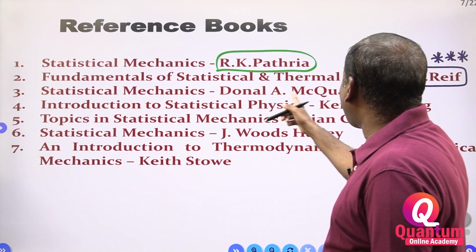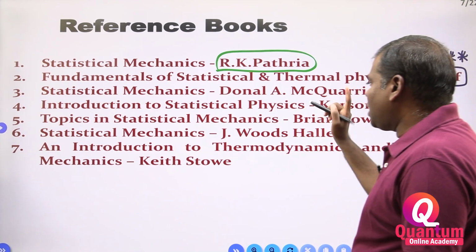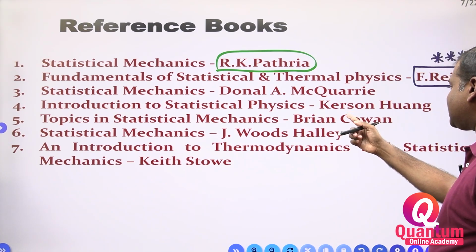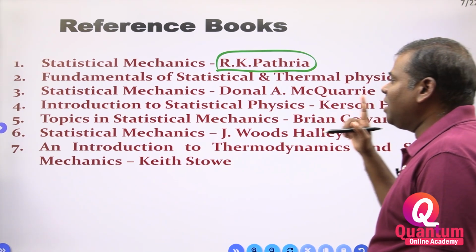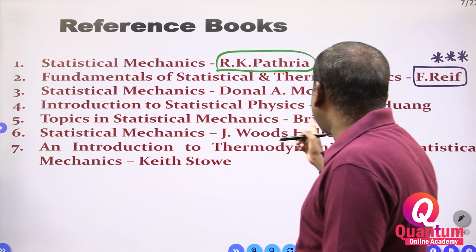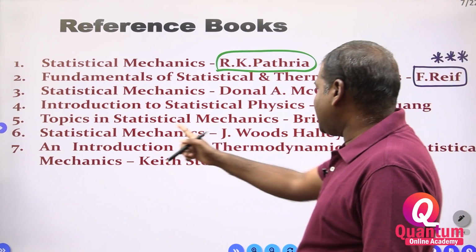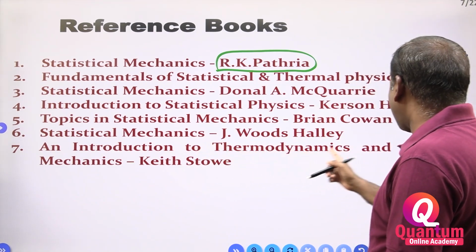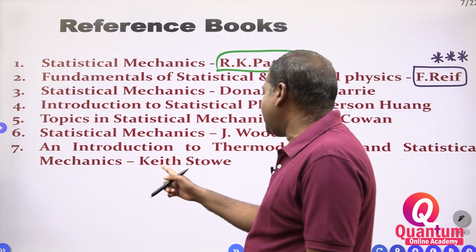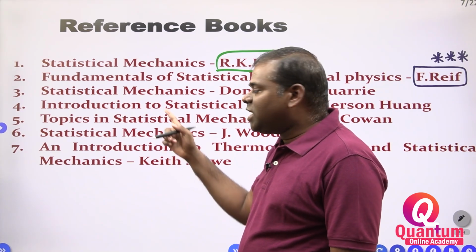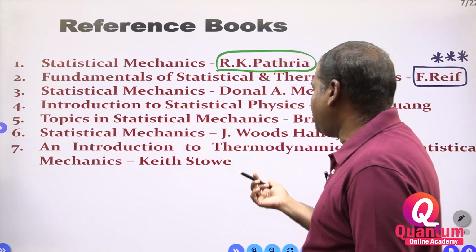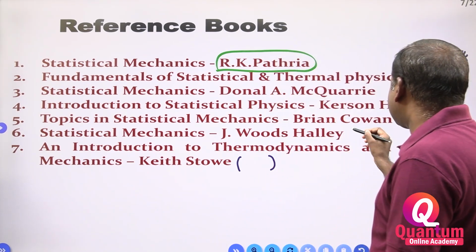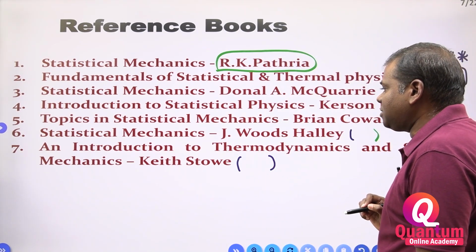Statistical Mechanics, Donald A. McQuarrie. This is also nice. Introduction to Statistical Physics, Kerson Huang. And Topics in Statistical Mechanics, Brian Cowan. Statistical Mechanics, J. Hoods Halley. An Introduction to Thermodynamics and Statistical Mechanics, Keith Stowe. These books are very, very popular books. This one is a Stanford University book. This one is a Cambridge University Press book.